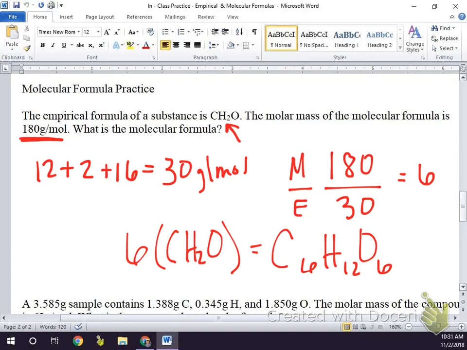So what if you get something like 6.5? It won't happen. But that's a good question. It couldn't happen. One of the molar masses would be wrong if that was the case. So if you do get something like that, I would check the molar mass.